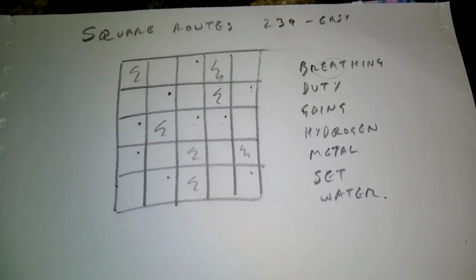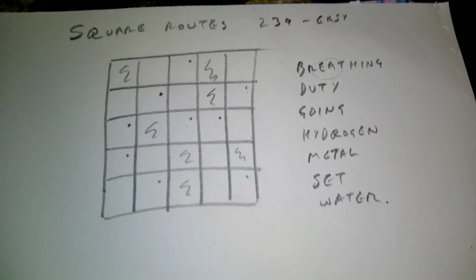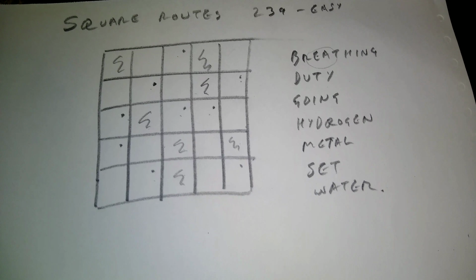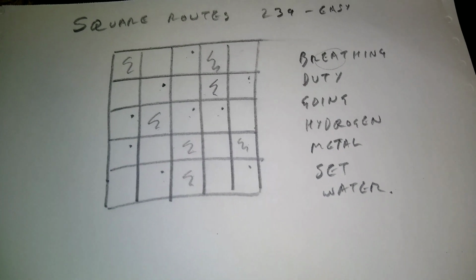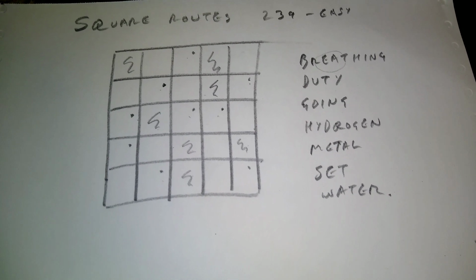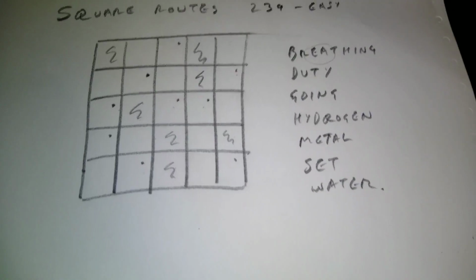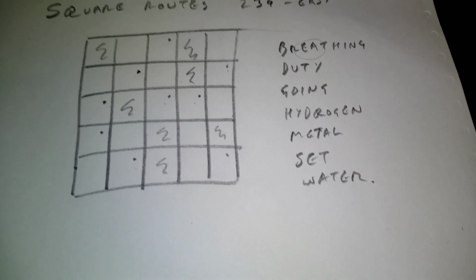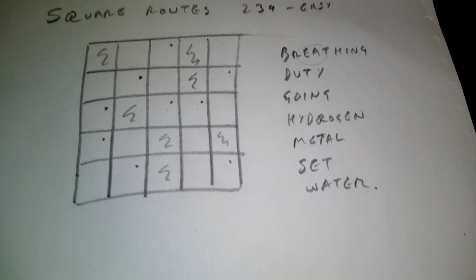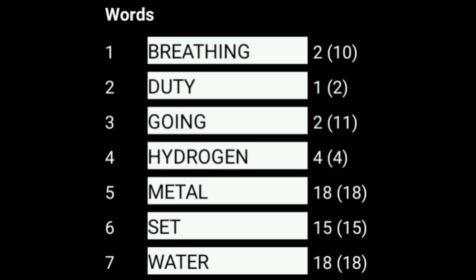Okay, so this is Square Roots 239, which is down as an easy. We see there are 7 words and 7 starting squares, so each word starts in its own square. All the words start with a consonant. Well, we can use my cheating app. That tells me how many ways the words will fit in.